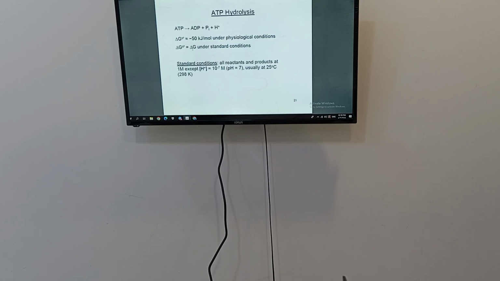Delta G naught equals delta G under standard conditions. The standard condition for delta G naught is that all reactants and products are at 1 mole, except for the hydrogen ion, which will be 10 to the power of minus 7, because the pH is 7. Since it is an ion, it will be at minus 7, and the temperature is usually 25 centigrade or 298 Kelvin.